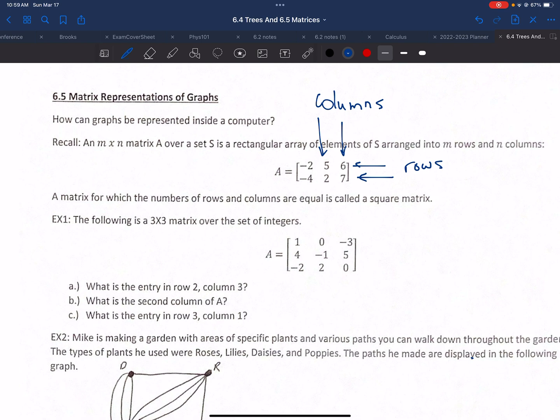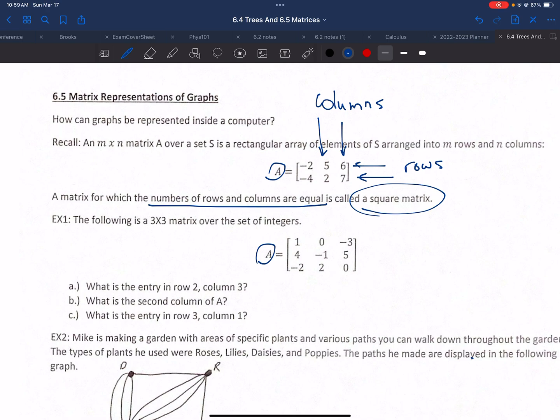Now, in an adjacency matrix, that's what this label is. That A stands for adjacency. When we have numbers of rows and columns that are the same, it's called a square matrix. So all of our adjacency matrices are going to be square matrices.